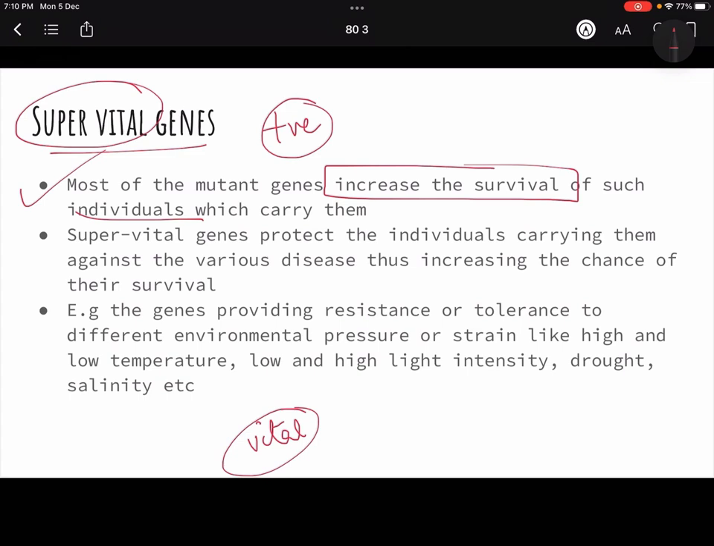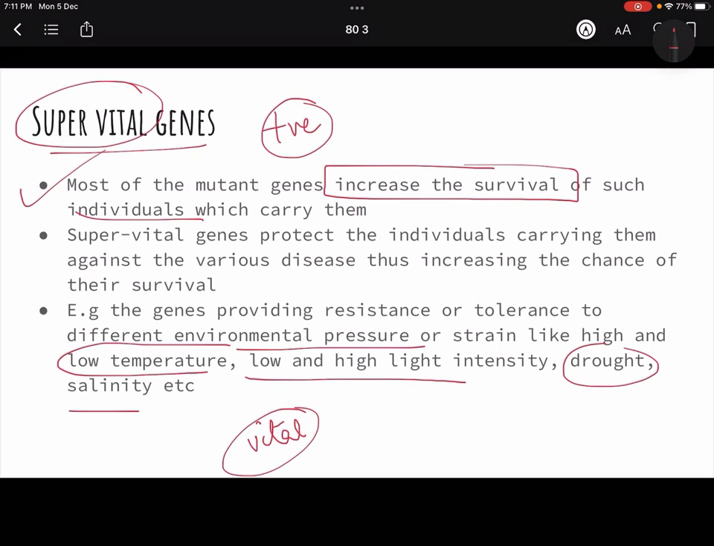So, what examples can you take in this? For example, there are different conditions. There are low temperatures, low and high light intensity, drought, salinity, there are environmental pressures, you are living at high altitude. So, sometimes if you have certain genes, they are causing, you can say, increased survivability in those areas.